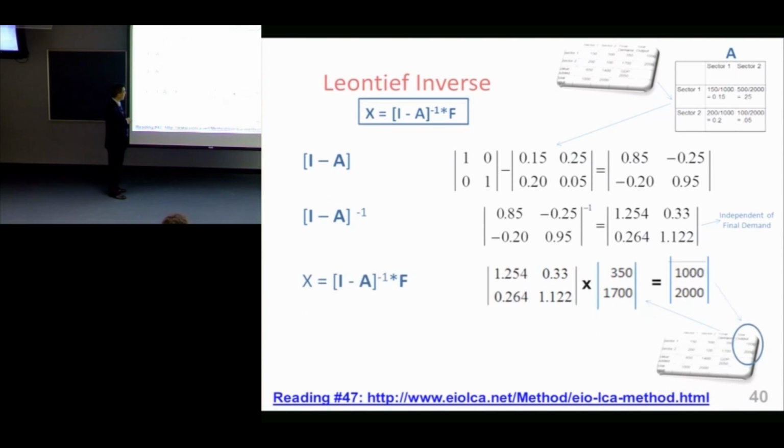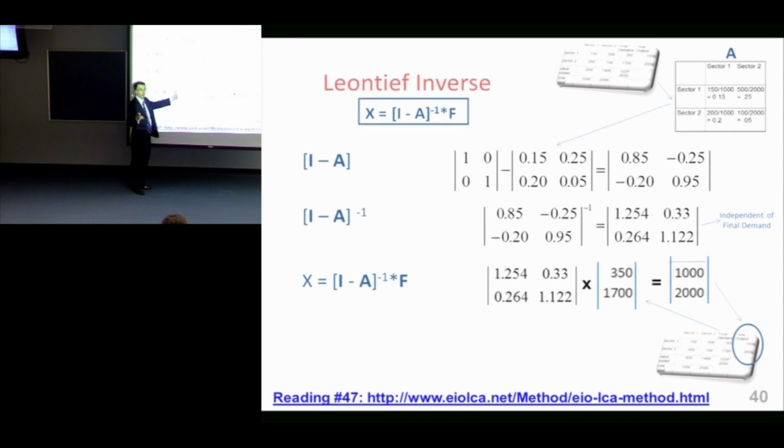And then you multiply it by F, right? So F, this is the table we had, was 350 and 1700. So if I put that column vector, 350 and 1700, I recover my final demand. But what this does is, you can put whatever F you want in. It doesn't have to be the demand observed in the economy. It can be $100, it can be $200.